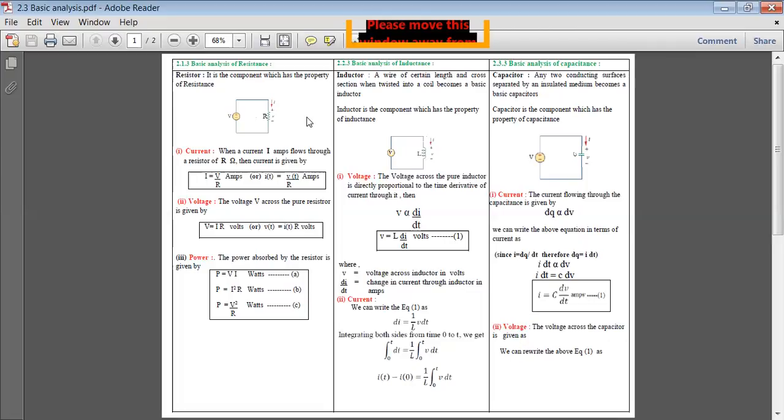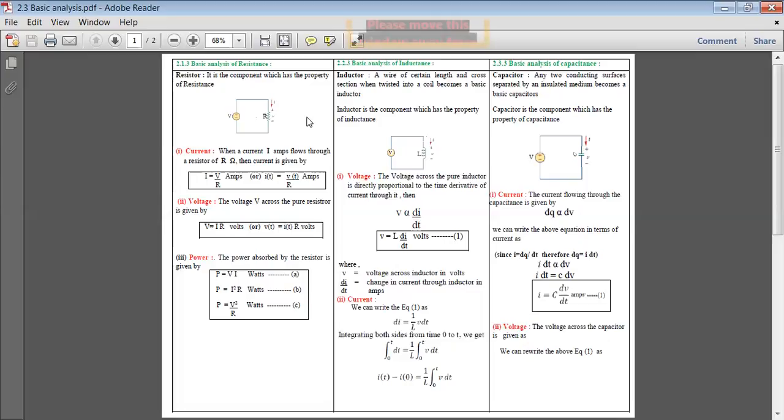Right. Now we'll go to the next topic, basic analysis of inductors, and this also involves formulas. What is an inductor? A wire of certain length and cross-section, when twisted into a coil, becomes a basic inductor. Just take a copper wire and wind it in the air, then it becomes a coil. Winding means it is twisted. An inductor is the component which has the property of inductance. Then how to make an inductor? Take a copper wire wound in the air, then it becomes a coil.